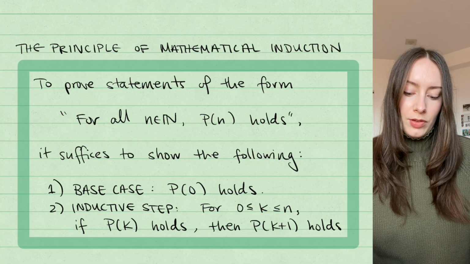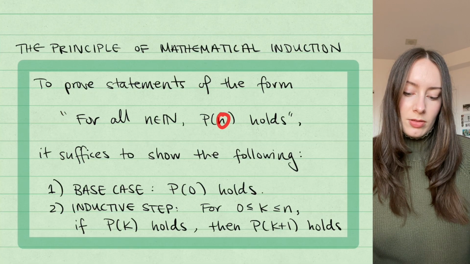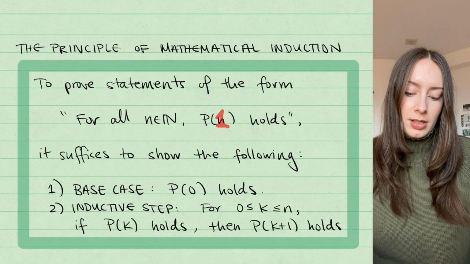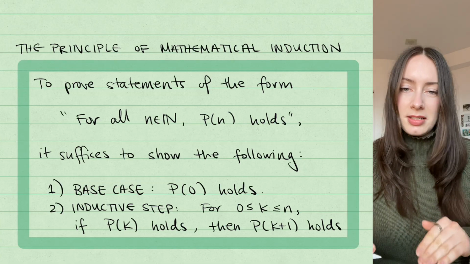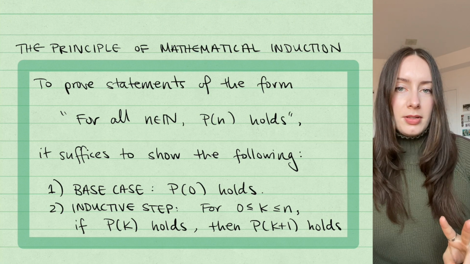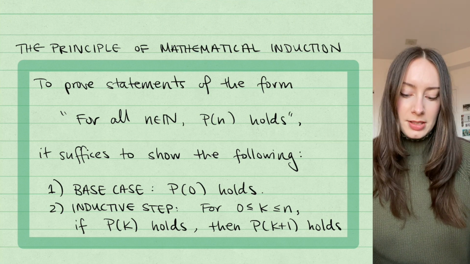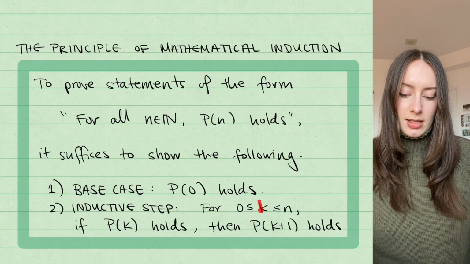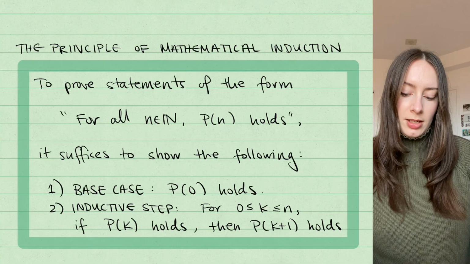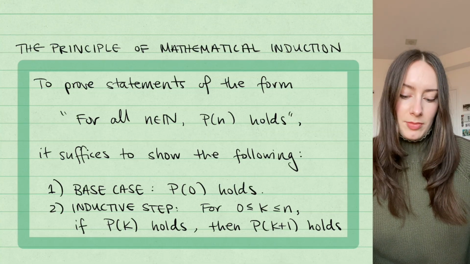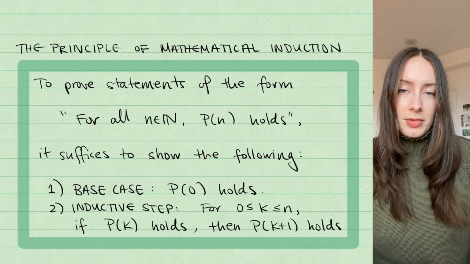So if we look at the very first instance of the statement where we're looking at 0 or maybe 1, if our question starts at 1, we need to verify that that very first instance of the statement holds. That's our base case. And then the second step is the inductive step. So this is kind of where the induction happens. What you do is you take k to be some integer that's between the starting point and n, and you have to show the following implication statement. So we need to show if p of k holds, then p of k plus 1 holds.